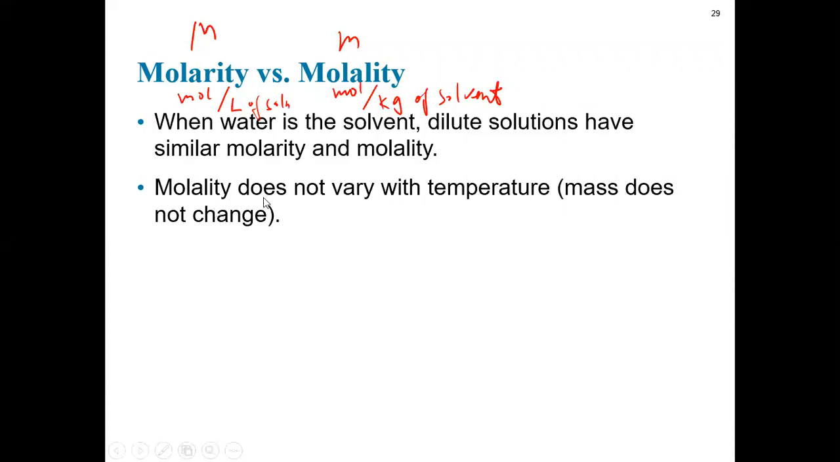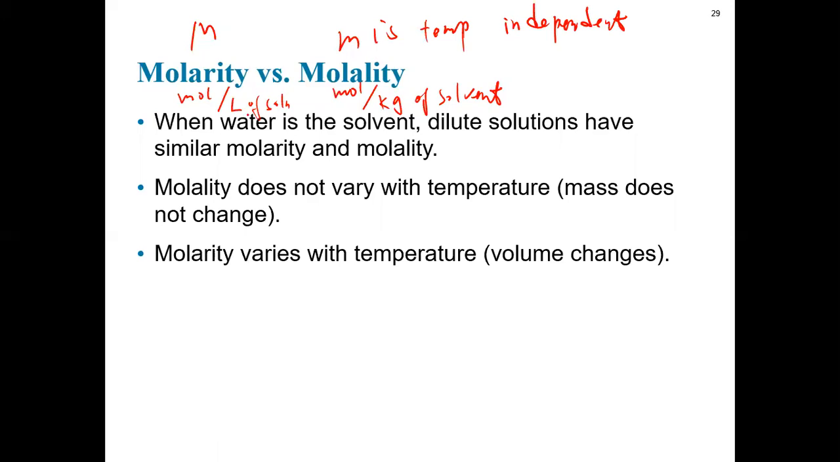Secondly, we'll see molality does not vary with temperature. Why? Because this little m is the molality. It has moles on the top. Moles will not change with temperature. The mass also does not change with temperature. So therefore, little m is temperature independent. But this capital M is not, because the volume changes with temperature. So that's a big difference between the capital M and the little m.